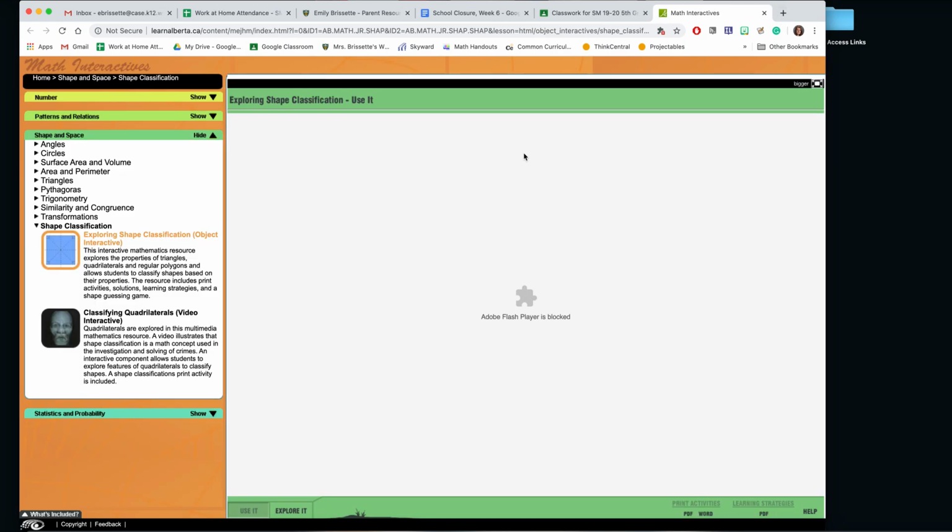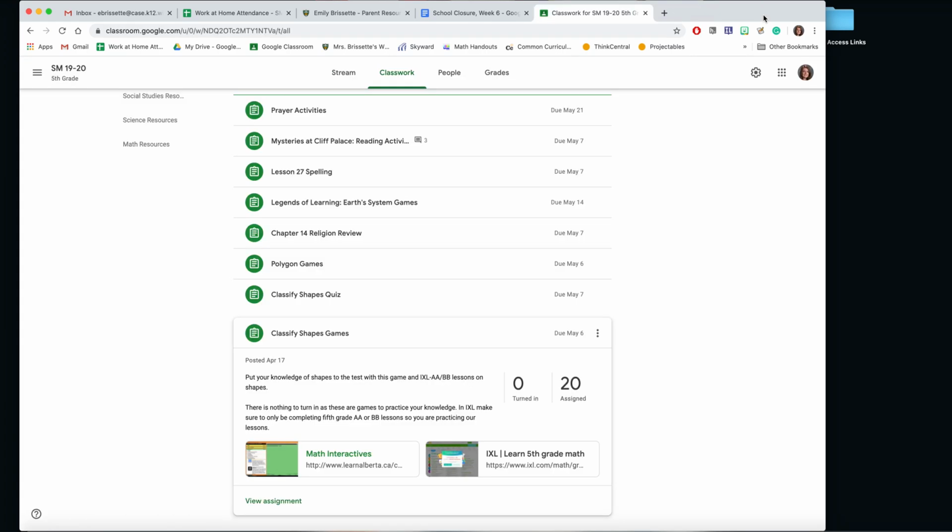Well, if this one doesn't want to work for you, you can play the other one. Usually a thing pops up over there. We'll focus on IXL if this one doesn't work, but if it does work, you just get to classify shapes, and based on what shape it is, will get you further in the game.